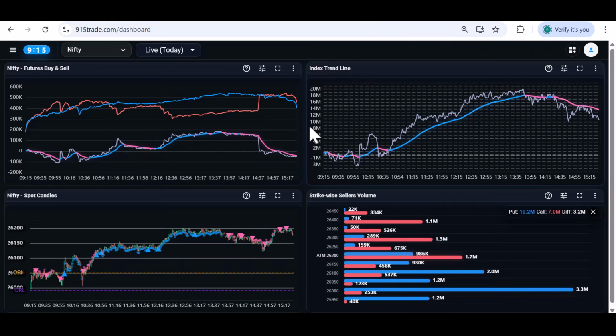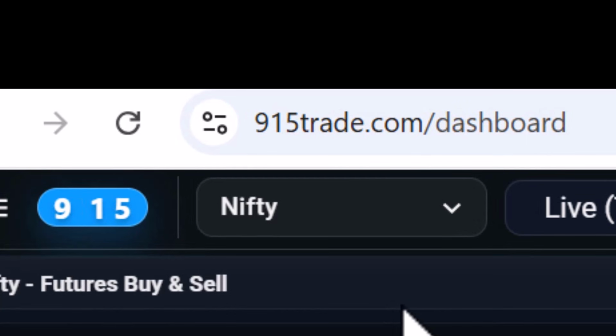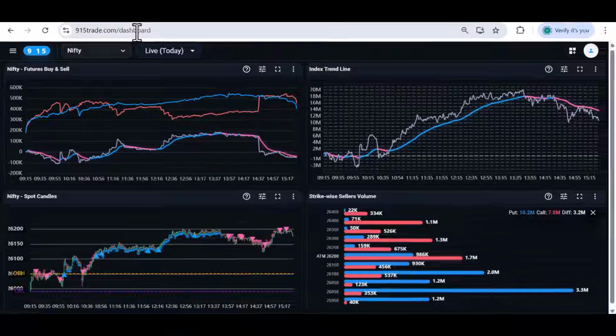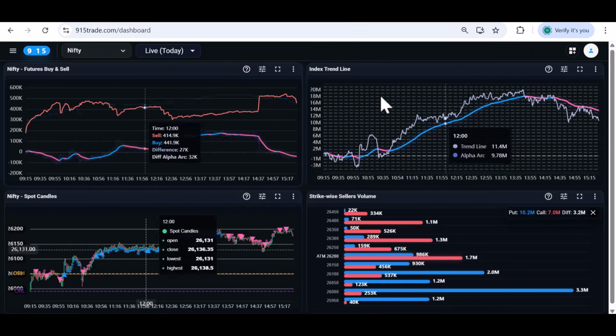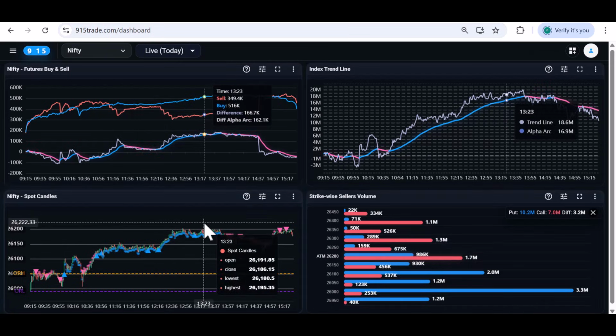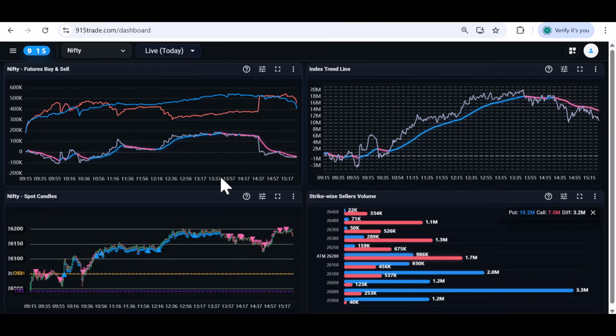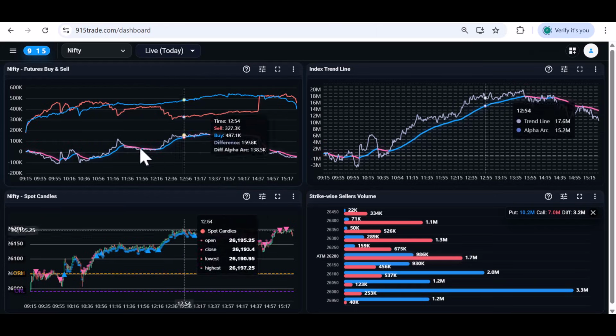Today, I'm going to introduce you to a website that I believe will be extremely helpful if you are an index options trader. The name of the website is 915trade.com. This website focuses purely on volume. No other indicators are used. Let's go through its features one by one.